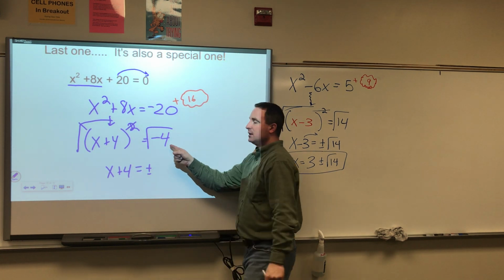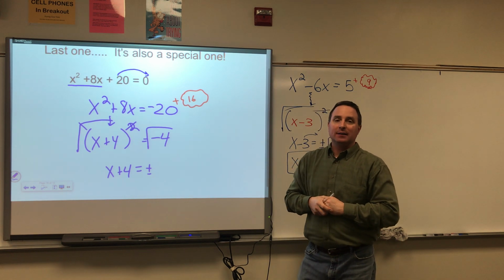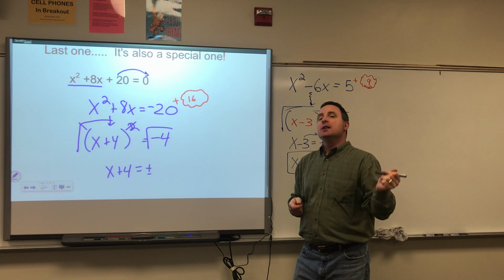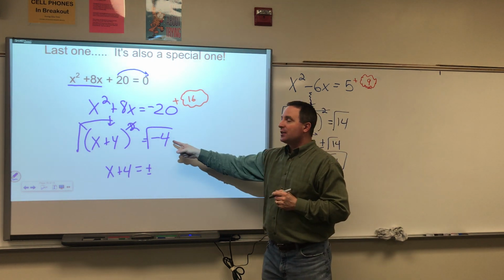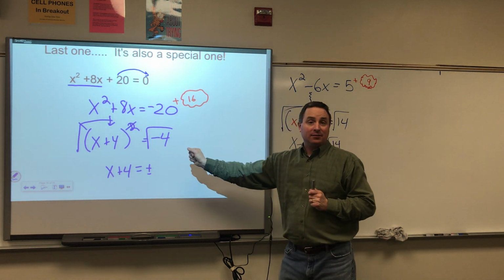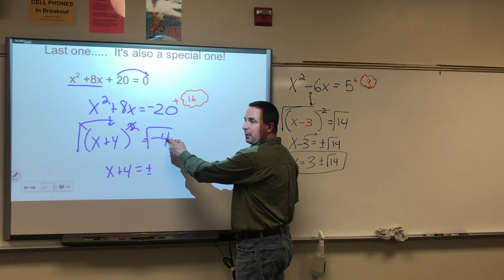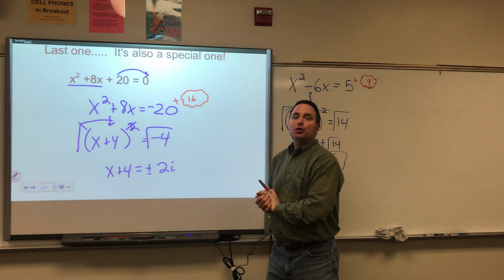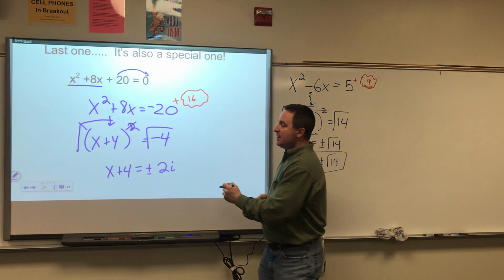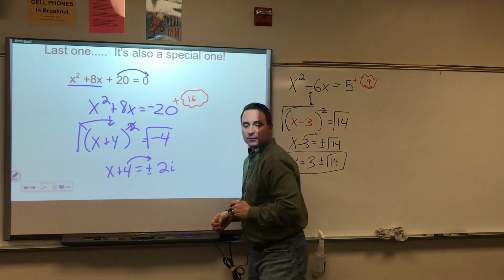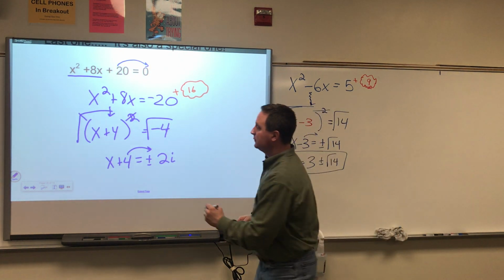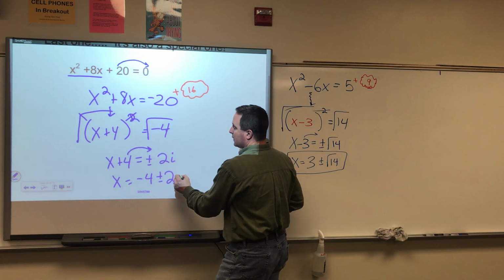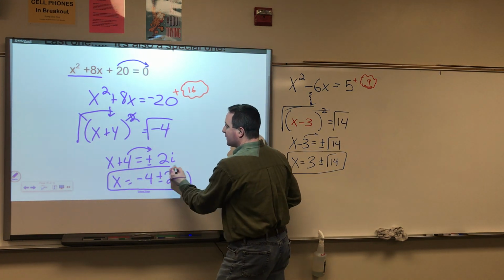Plus or minus the square root of negative 4. So this is what's special about this one. How do we do square roots of negative numbers? Well, if you remember from the previous lesson, the square root of a negative number is going to have an i in it. Okay? And good news for us, this 4 is a perfect square. It's going to be a 2, but it's going to be a 2i. It's going to have an i with it. And last but not least, I move my 4 over by subtracting 4, and I get x equals negative 4 plus or minus 2i.